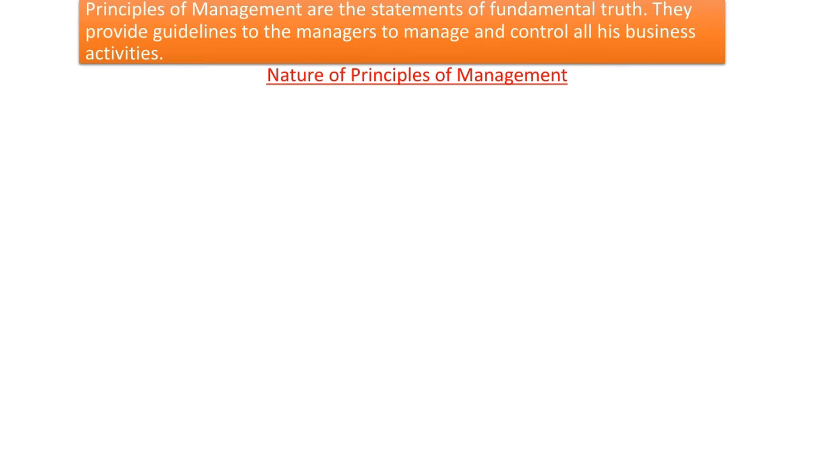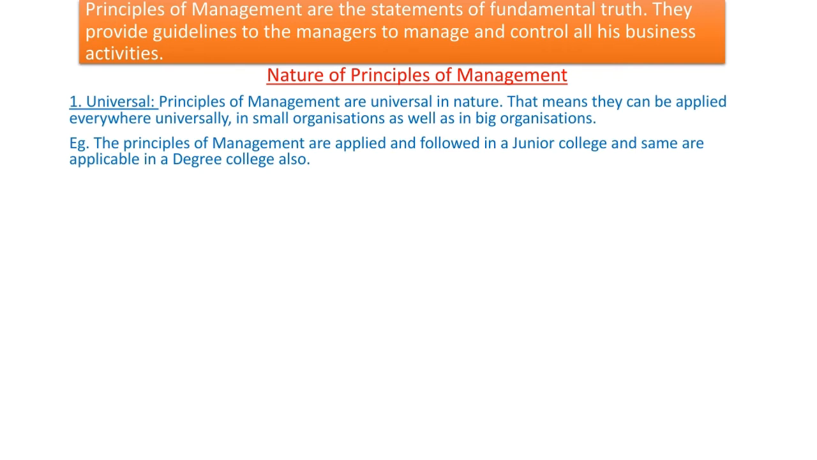I'm considering a very average student, and I'm giving only a few points here. I'm explaining a very few points here. If you write my explanation that is given here in the presentation, that is also okay. If you follow the textbook and you write the explanation from there, that is also all right, no problem at all. Okay, so nature of principles of management, in that the very first number one, universal.